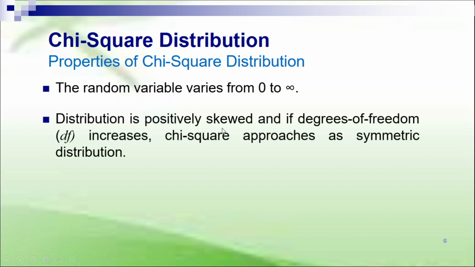This distribution is positively skewed, and we use df to represent the degrees of freedom. As the degrees of freedom increases, later we will discuss how to calculate the degrees of freedom for the chi-square distribution, the chi-square approaches a symmetric distribution. Even though it's a positively skewed distribution, this property says that if the degrees of freedom increases, it approaches a symmetric distribution.